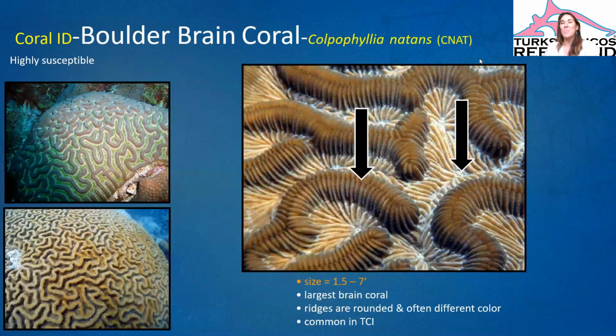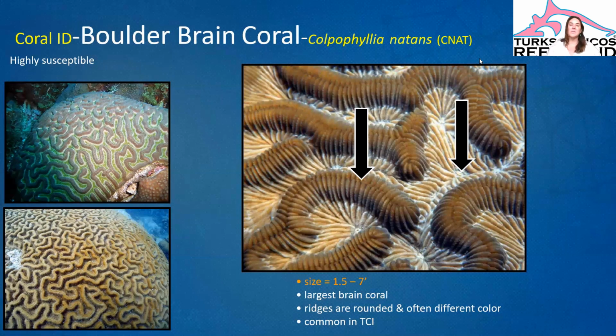Okay, so now we're about to enter the world of brain corals. Our first brain coral, the boulder brain coral, Colpophyllia natans, CNAT, again, highly susceptible. It is the largest of the brain corals, can grow up to 7 feet. I'm pretty sure I've seen some that are larger than 7 feet, but I can't prove that.